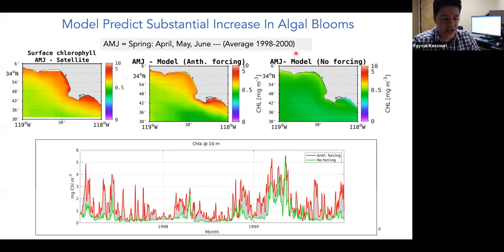But actually, when you look at the time series where we are comparing the surface concentration of chlorophyll at the coast, in red for the anthropogenic forcing and in green for the simulation with natural variability, you see that the high concentration of chlorophyll happens also in other seasons than the spring. So we have an increase of chlorophyll at the coast almost all year.